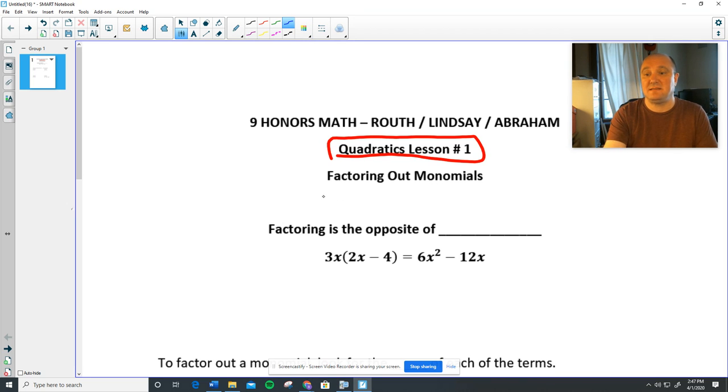All right, so today's lesson is on factoring out monomials. A monomial is a single term of an algebraic expression. Take a look down here at this equation. 3x times the quantity 2x minus 4 equals 6x squared minus 12x. Now, these two things are equal to one another. If we took the 3x and distributed it through, 3x times 2x would be the 6x squared. 3x times negative 4 is the negative 12x. So when we go in this direction, we're distributing.